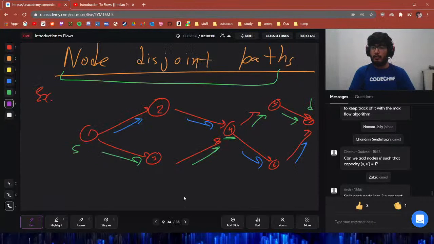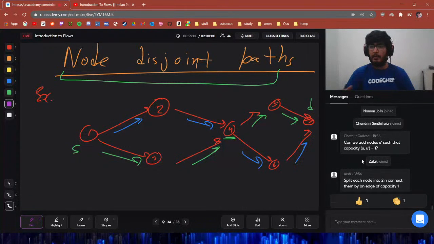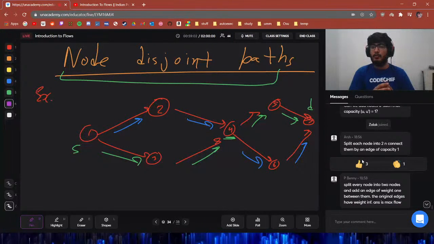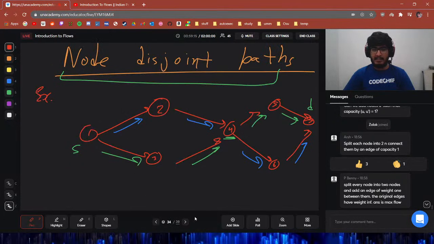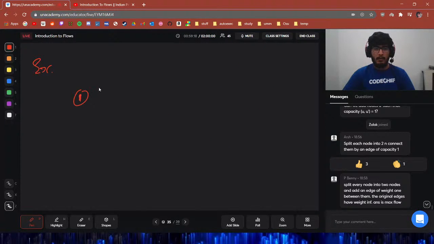So let us look at node disjoint paths. Here, people have already told about the solution: split each node into two and connect them by an edge of capacity 1. Basically, what people are trying to say is that we had the system like this initially. So this edge is going to have maximum capacity. It's going to be of infinite flow. Can also do it 1.